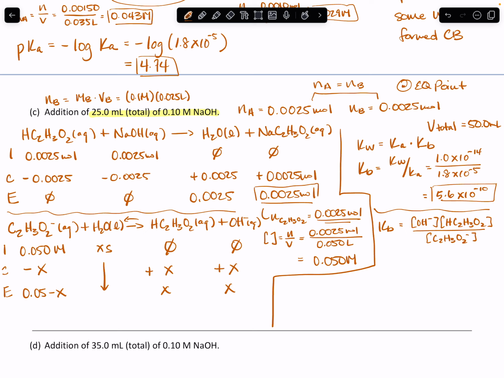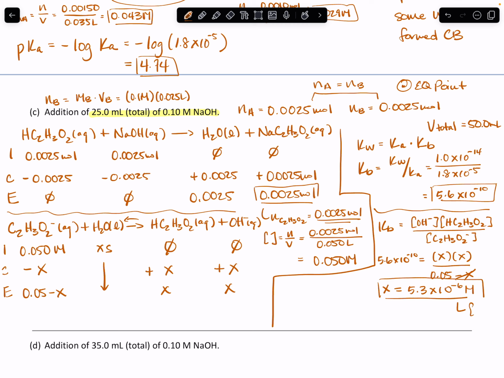All right, now, as you can see, that Kb value is very small, which means the amount that is changing here is going to be very small. So that minus X can go away. It's going to be less than 5%. All right, so we have 5.6 times 10 to the negative 10th equal to X times X divided by 0.05 minus X, but we're going to take out that minus X. So multiply both sides by 0.05, then we take the square root, and we find that X is going to be equal to 5.3 times 10 to the negative 6th molar.